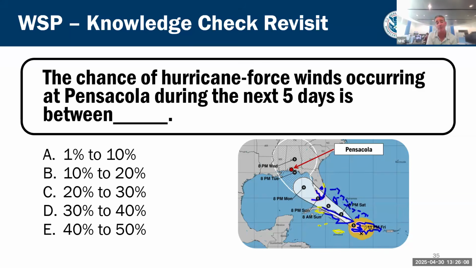Remember, this is a point probability, not a region probability. So you're going to have to get used to dealing with low numbers.